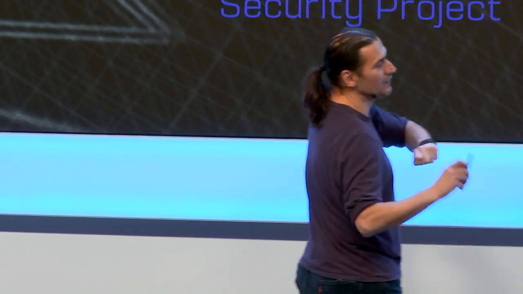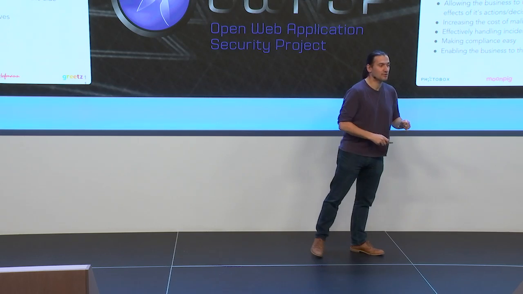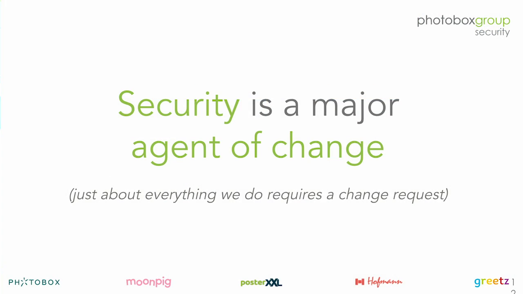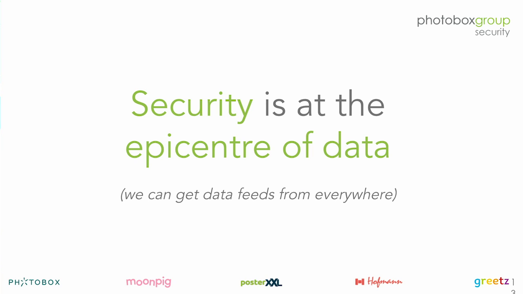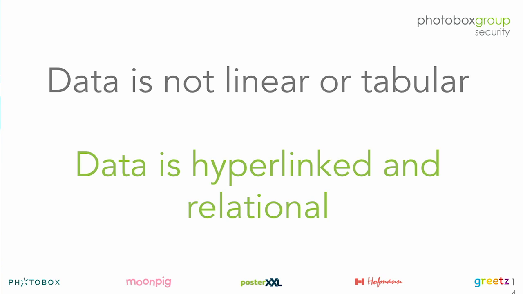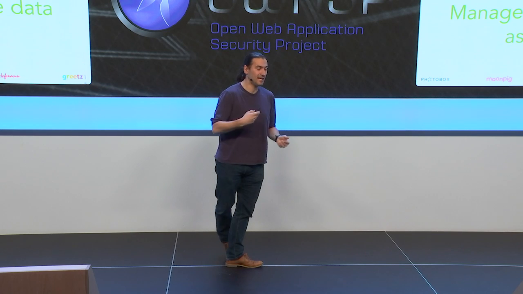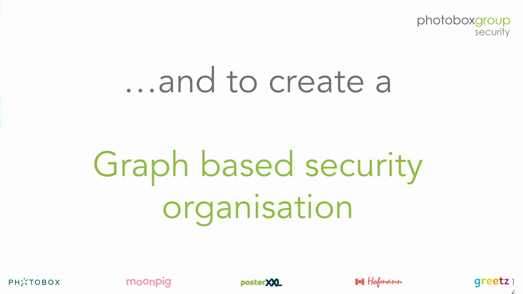And I view that we enable the business to think in graphs. Security is a major agent of change, because everything we do requires changes. Security is at the epicenter of data, so we can get data from everywhere. But data is not linear or tabular, right? Data is hyperlinked and relational, which is why you need graphs, nodes, and edges. Because in fact, that's how even most people think and communicate. So we need to manage and visualize data as a graph. So in a way, we're creating a graph-based secure organization.